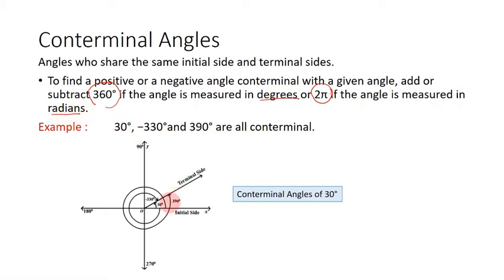30 degrees, for example, from initial to terminal, so this is 30 degree. And then negative 30 degree, for example, from the initial to the terminal, we have negative 330 degree. And then we have 390 when we start here and it is positive until this terminal. So we get 390 degree. So this is a coterminal angle of 30.